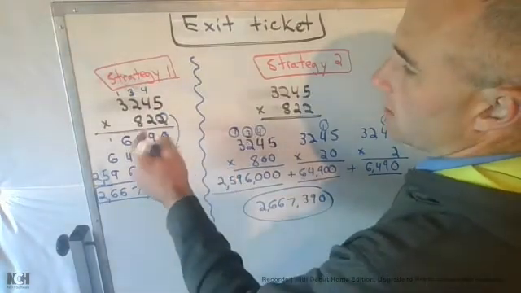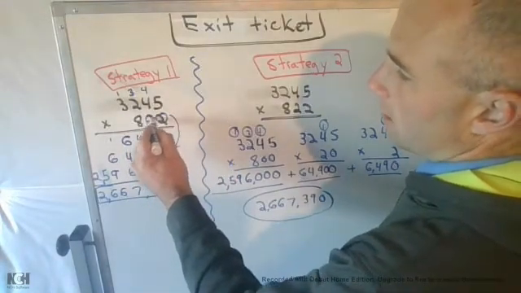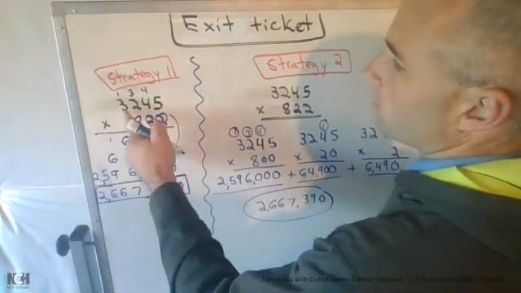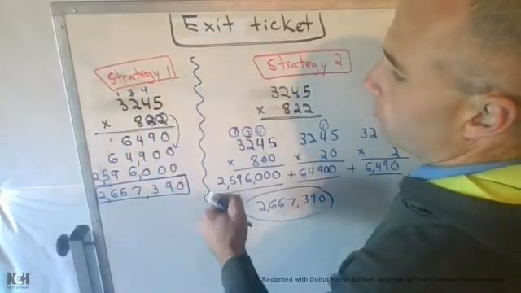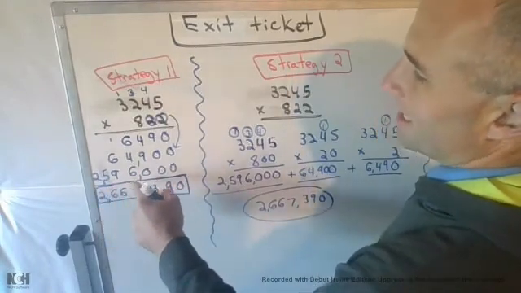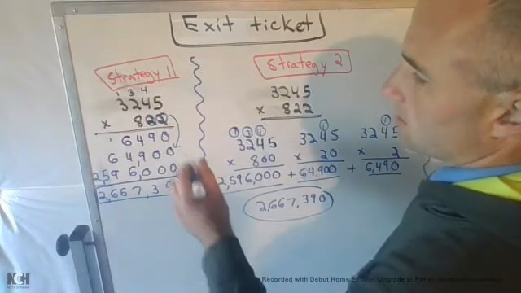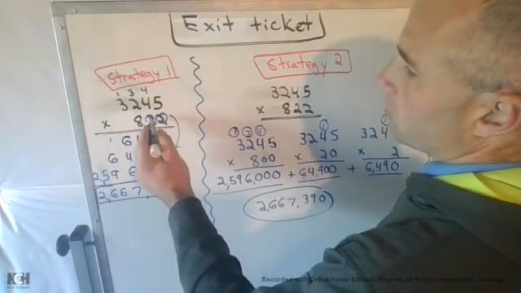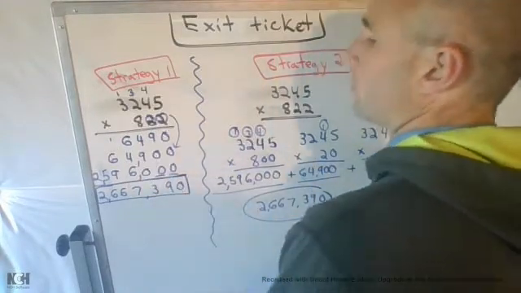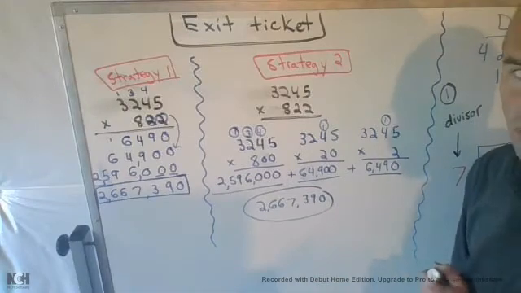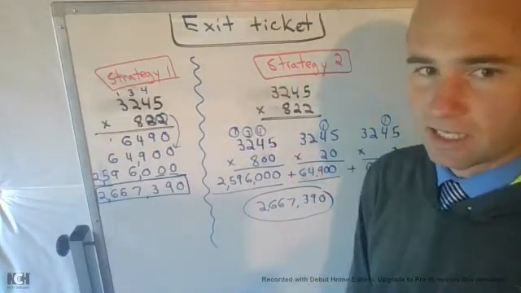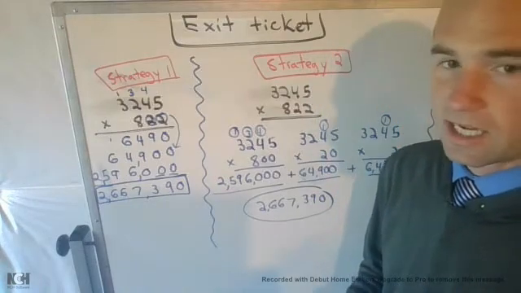Then we're going to times the 8 in the hundreds place, which means make that 2 in the tens place a 0. So 8 times 3,245 will give you 2,596,000. And remembering that if there's 2 place values here, there has to be 2 place values down here that you put the zeros in. Okay? Once you add them all up, you'll get 2,667,390.